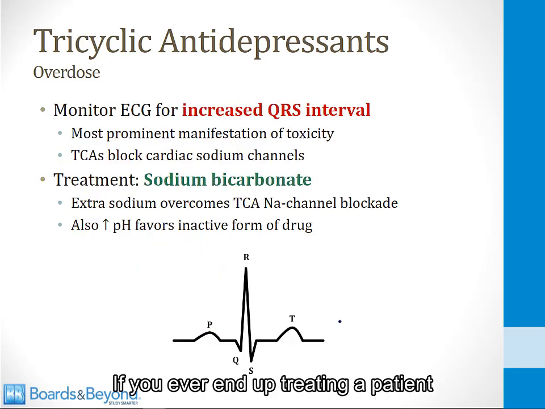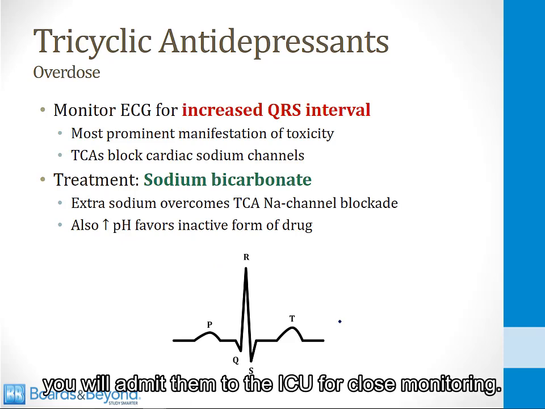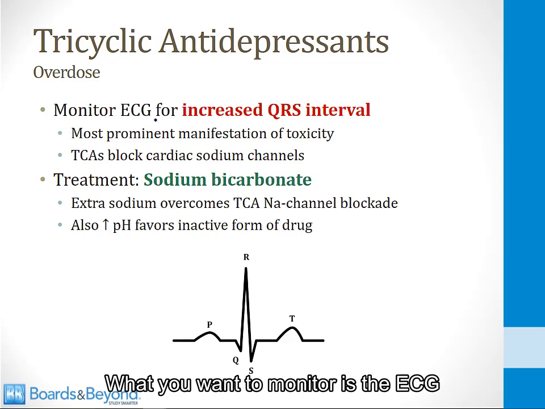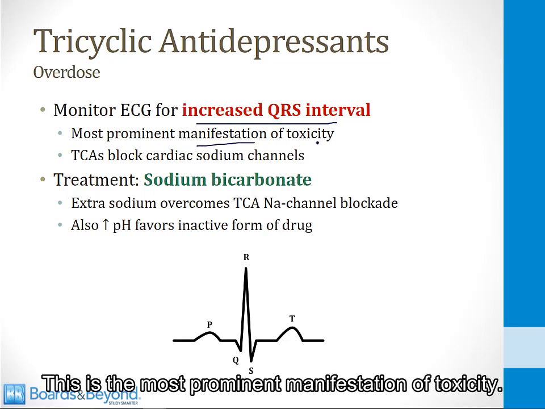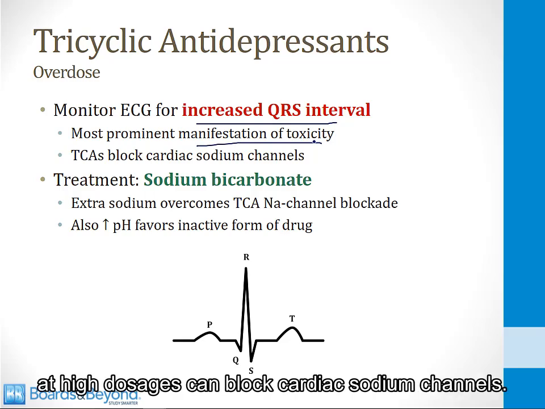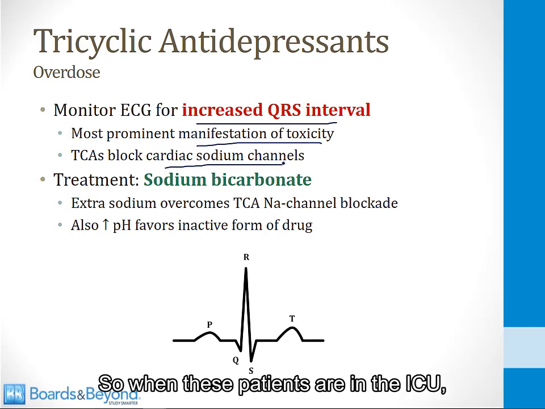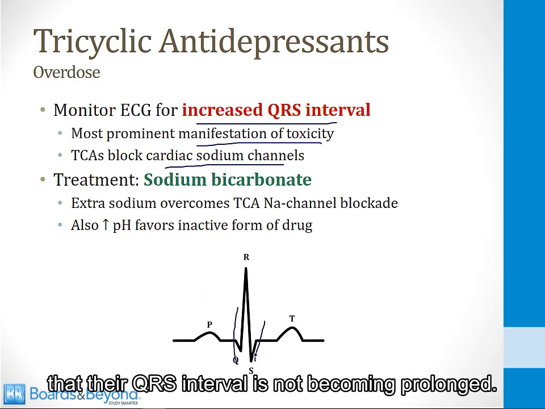If you ever end up treating a patient with a tricyclic overdose, and I've had to do this once in my career, you will admit them to the ICU for close monitoring. What you want to monitor is the ECG for increased QRS interval. This is the most prominent manifestation of toxicity, and this occurs because tricyclic antidepressants at high dosages can block cardiac sodium channels. So when these patients are in the ICU, you put them on telemetry and you regularly check EKGs to make sure that their QRS interval is not becoming prolonged.